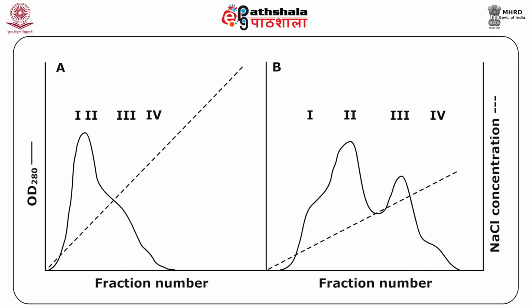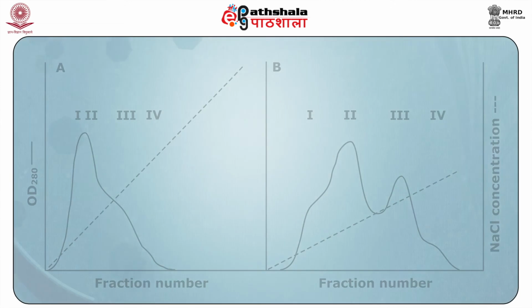As you can see on the graph shown on the screen, two kinds of elution profiles are shown. The left hand side shows the elution when a steep NaCl concentration is used, while the right hand side shows the elution when a shallow NaCl gradient is used. It can easily be seen that the resolution is much better when the steep NaCl gradient is used.